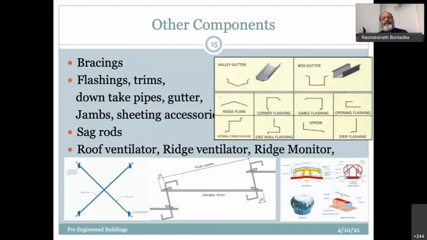And then the main one is the sag rods, connecting the two purlins here. They take up the secondary wind load being transferred here. And then there are roof ventilators, ridge ventilators, and roof monitors to this.